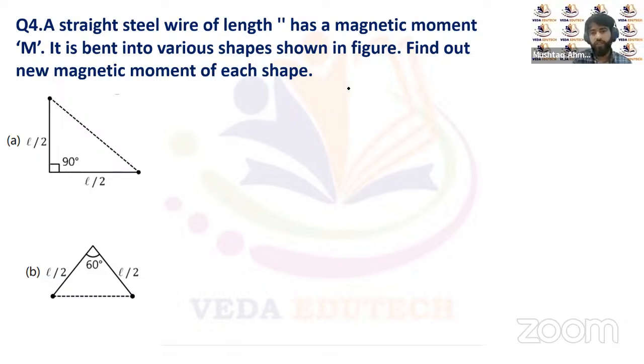Now let's suppose we have a straight wire, right? These are the two magnetic ends of this straight wire. Let's suppose this is the negative pole and this is the positive pole, right? The magnetic dipole moment is nothing.